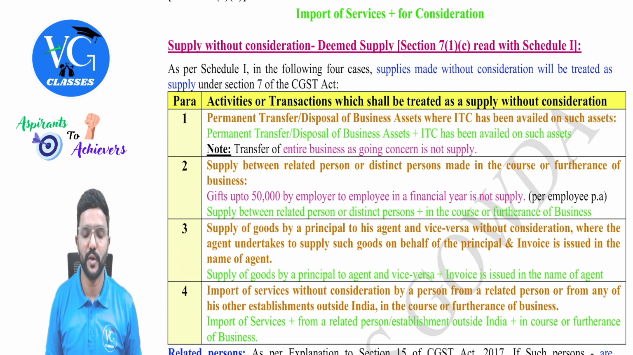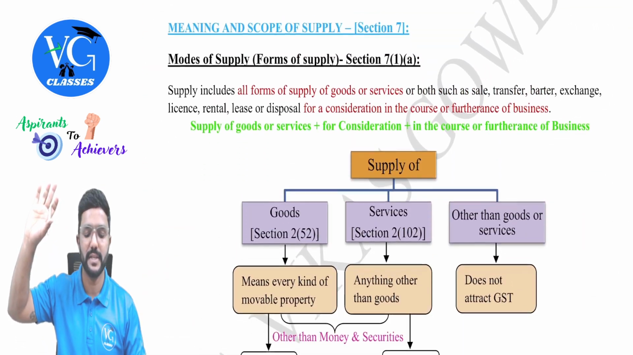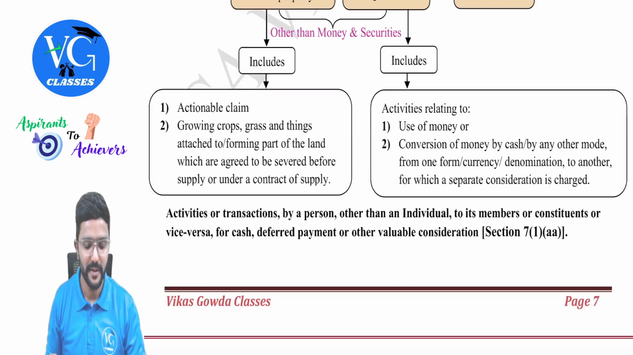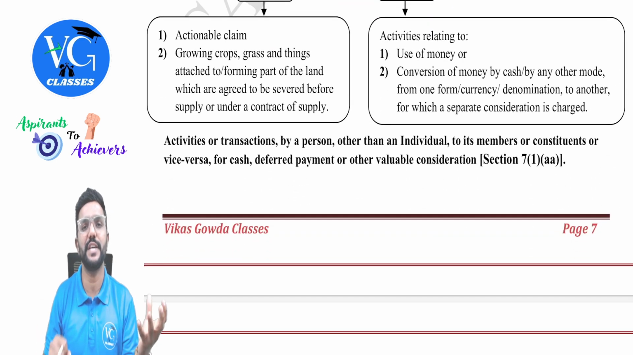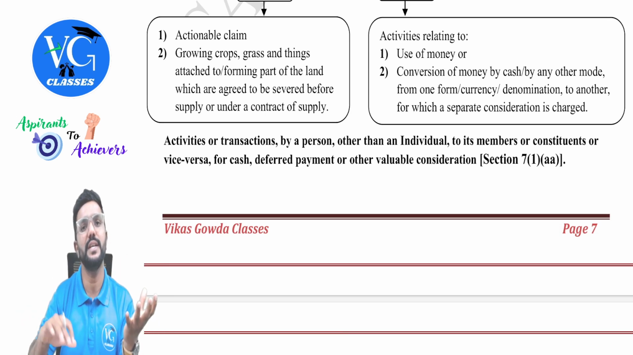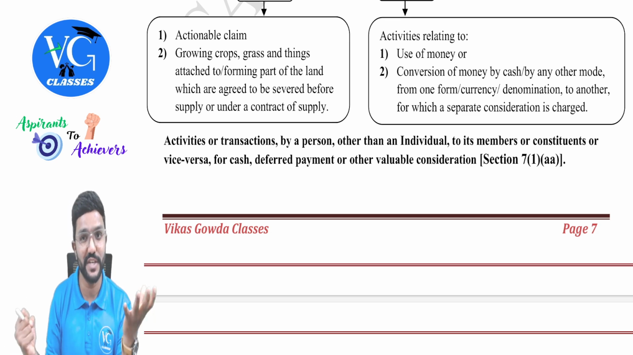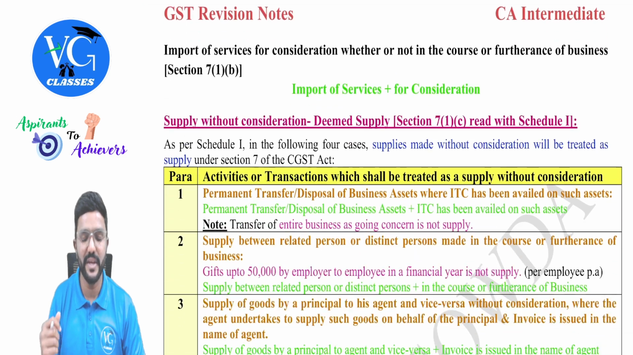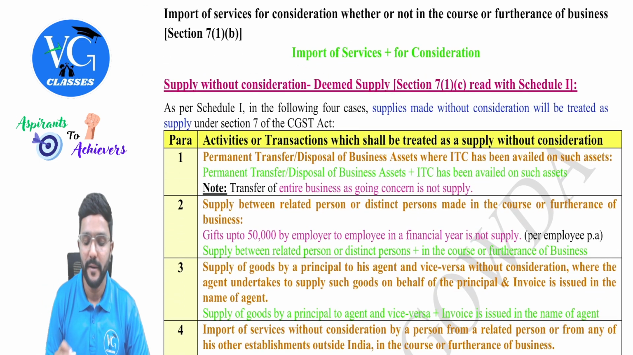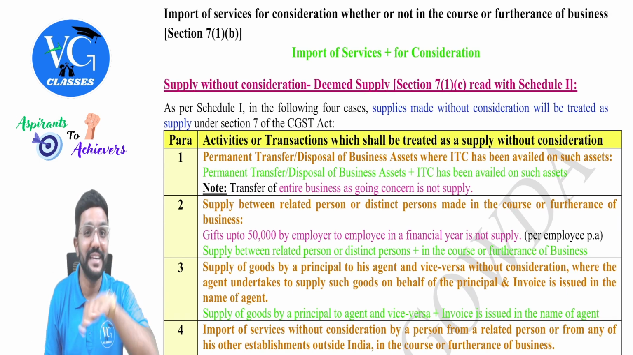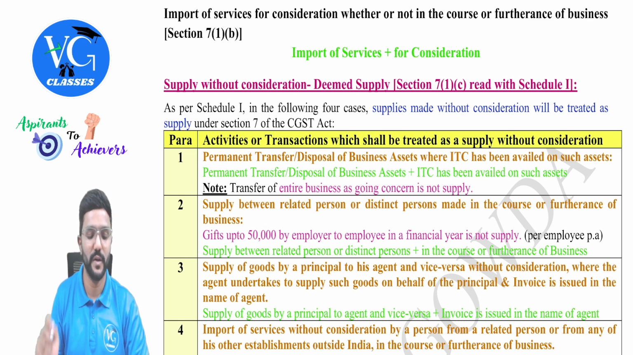And guys, easy to remember: 7(1)(a) is very important, that is forms of supply, but for a consideration in the course or furtherance of business. (aa) is a supply between the association and its members. So for (aa), try to remember association and its members. Then 7(1)(b) is with respect to import. And (c) is without consideration. Remember it as vice versa, that is without consideration.